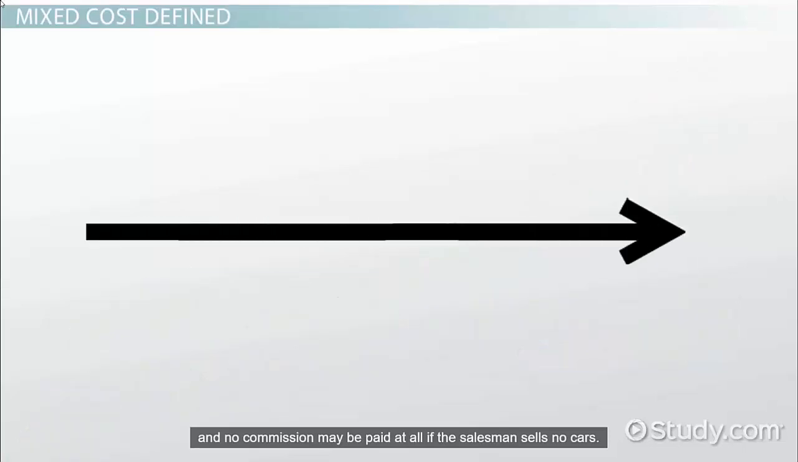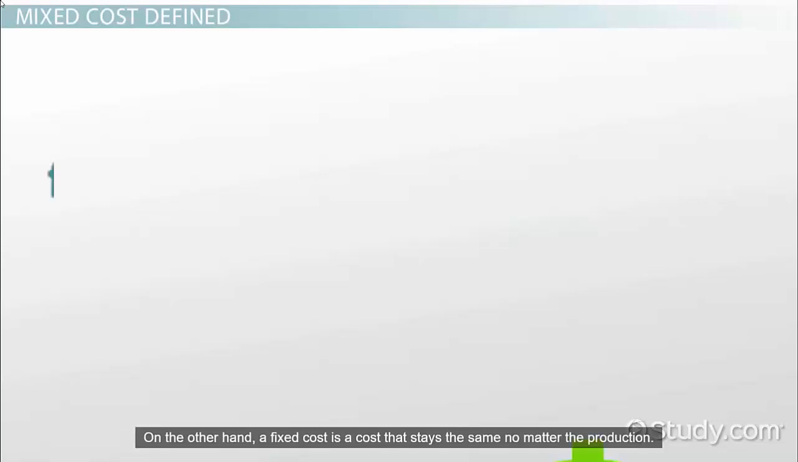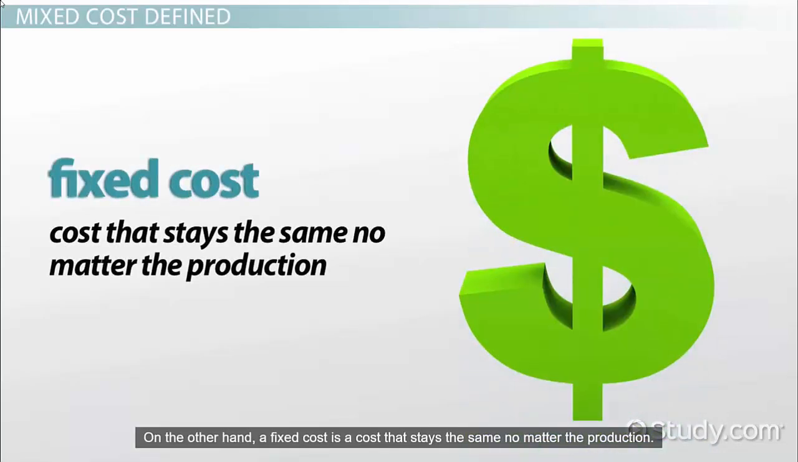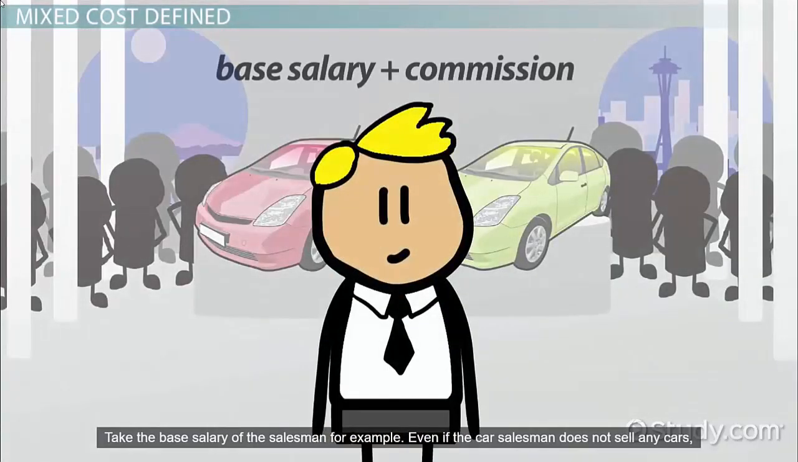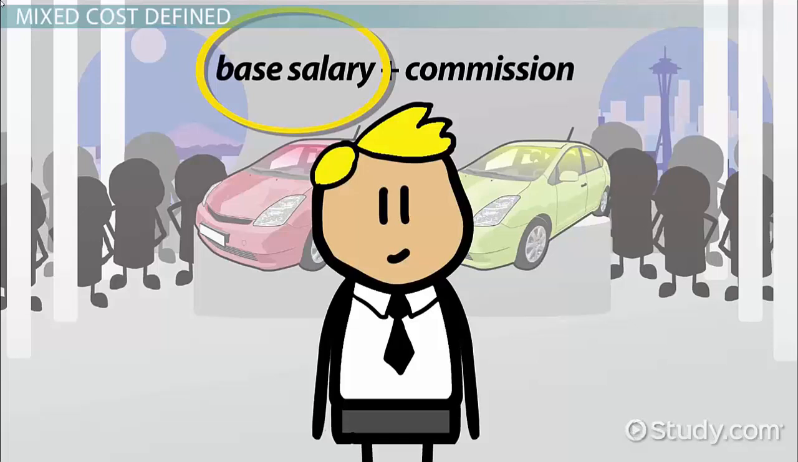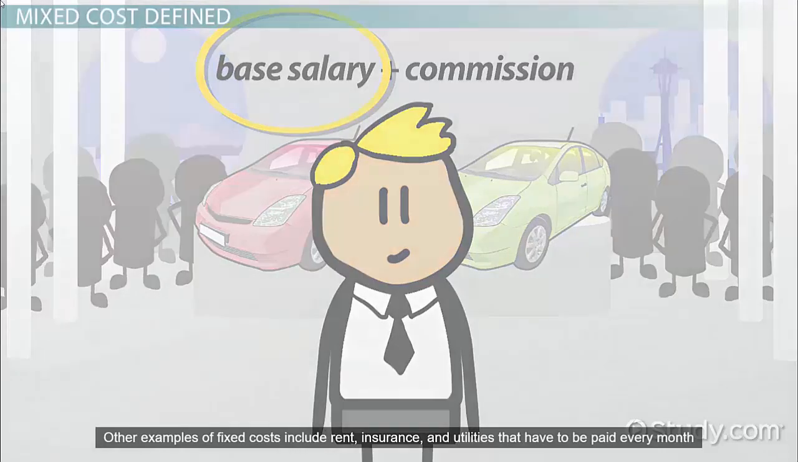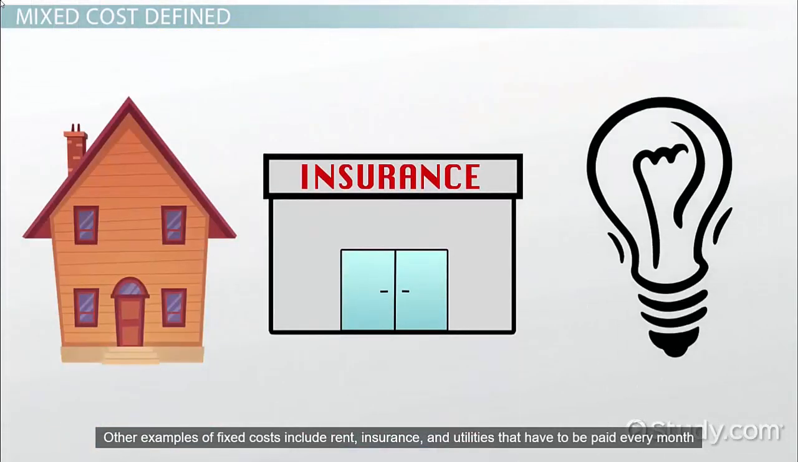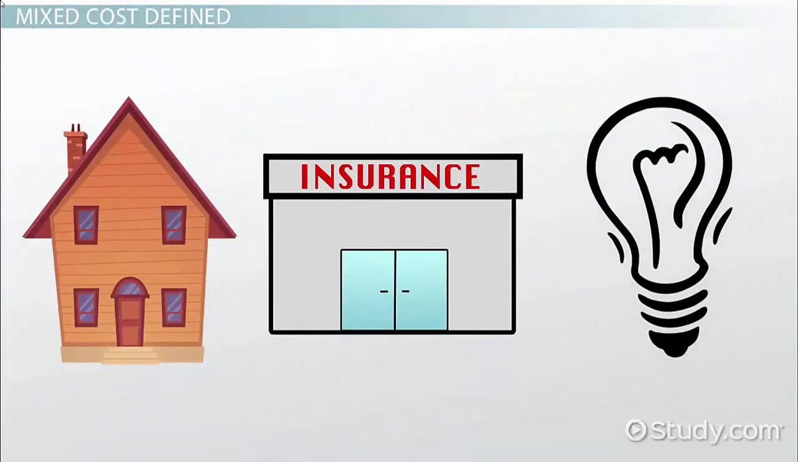On the other hand, a fixed cost is a cost that stays the same no matter the production. These costs cannot be eliminated because they have to be paid no matter what. Take the base salary of the salesman, for example. Even if the car salesman does not sell any cars, the employer must still pay him a base salary. Other examples of fixed costs include rent, insurance, and utilities that have to be paid every month.